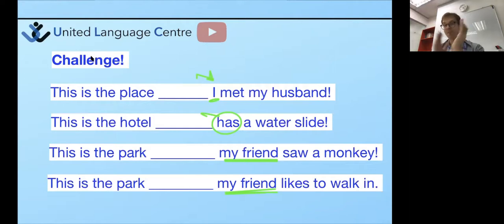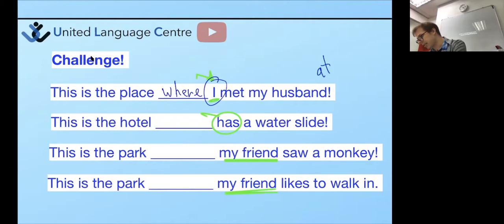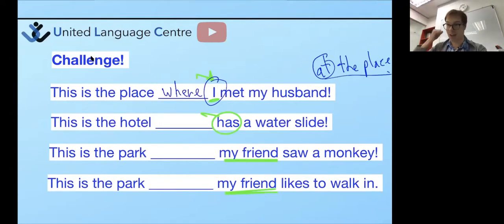This is the place I met my husband. So what did you choose? We have our where. Whoops, not when. Where? We have the where because I have my subject. It's okay. And I can think, place where I met my husband. Where did you meet your husband? Where did you meet him? At the place, whatever place this is, the at. So my answer is an at. I know where is okay.